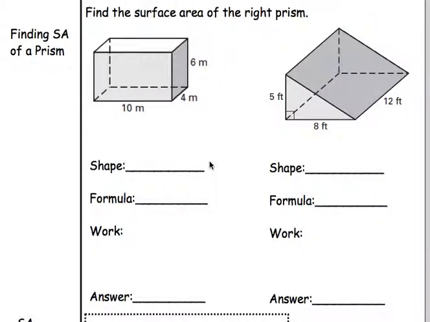Surface area calculating here. We've got a rectangular prism and a triangular prism here, and we're just going to calculate their surface area. So here we're identifying the shape, rectangular prism. The formula for the surface area is 2 times the area of the base plus the perimeter of the base times the height.